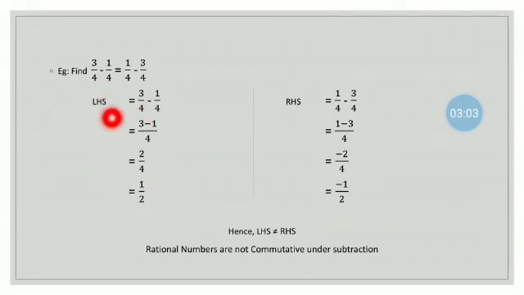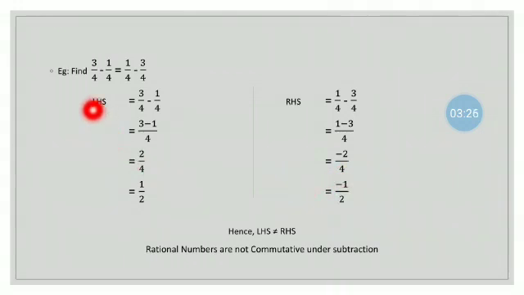Now let's check with RHS. RHS equals 1 upon 4 minus 3 upon 4. Again the denominator is the same, so we can easily subtract the numerators. So 1 minus 3 upon 4, which comes to be minus 2 upon 4. So 2 ones are 2, 2 twos are 4. So minus 1 upon 2.